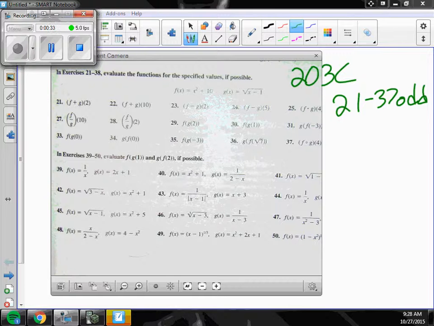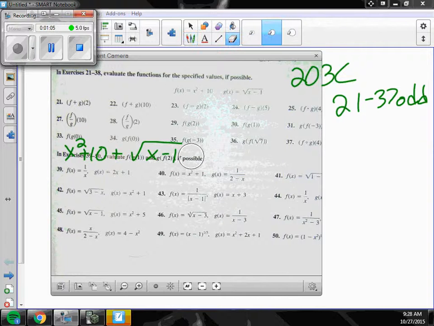So 22 says, what is f plus g of 10? I can calculate f plus g, which is x squared plus 10 plus the square root of x minus 1. Can I simplify that at all? Do I have any like terms? No, I don't. So now I need to plug in 10. Oh, x minus 1, not 11.